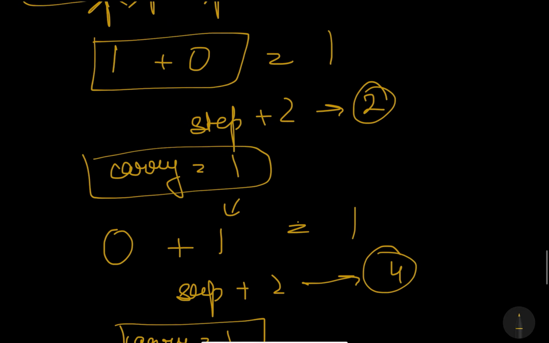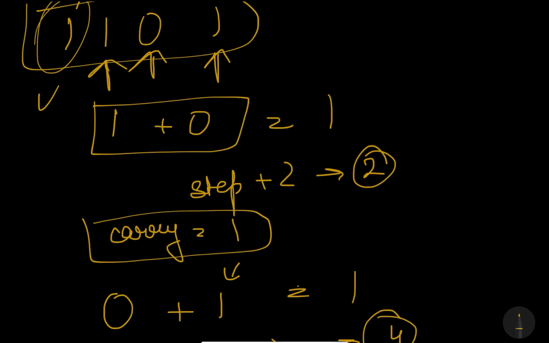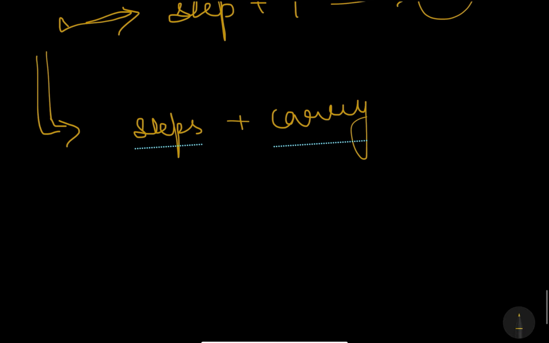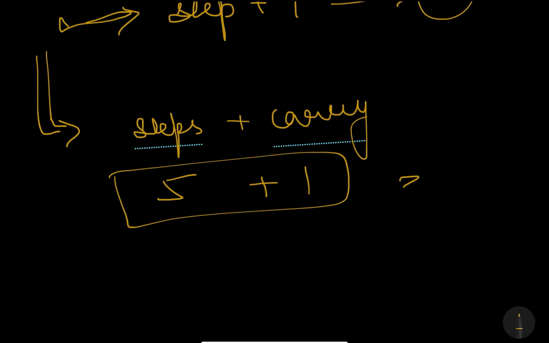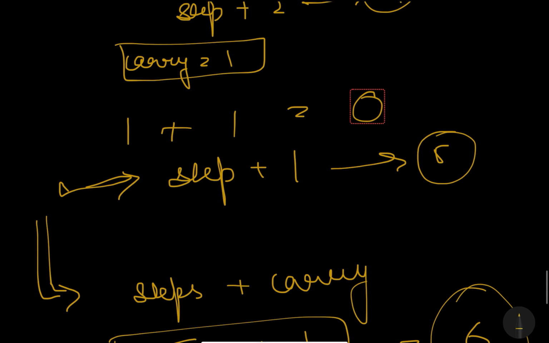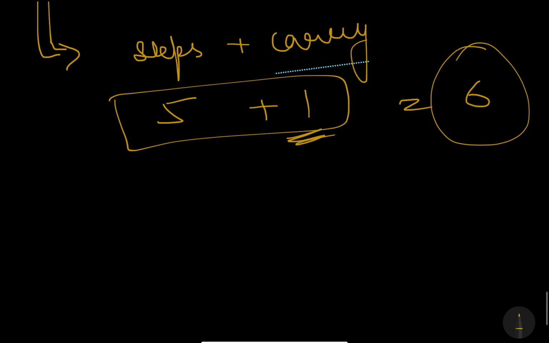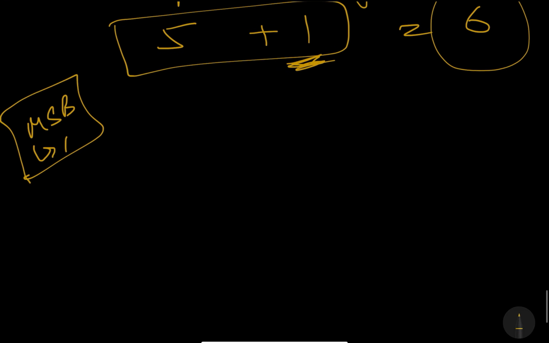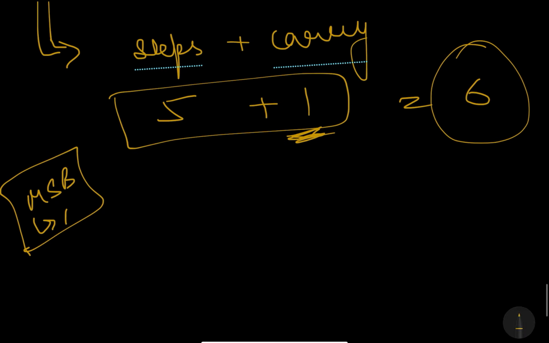We have not iterated to the MSB. See that. So the final steps plus carry would be 5 plus 1, which is 6. Because this carry will always be 1, since we have not updated our carry to 0 anywhere. So this would always account for the MSB, because we know our MSB is 1. That information we already have. So this would give us our final answer.